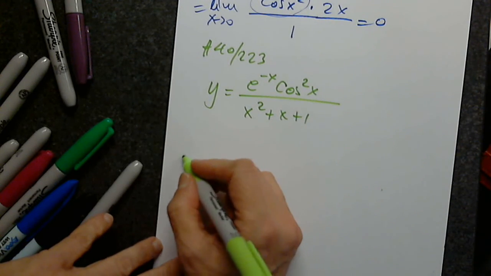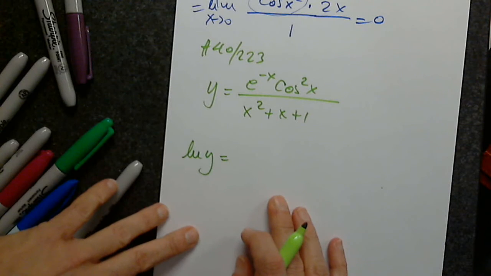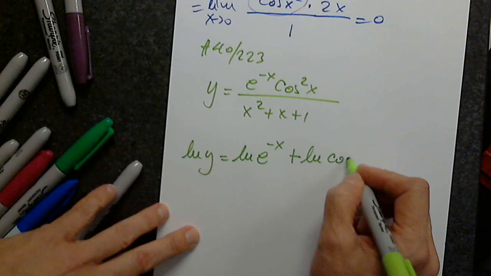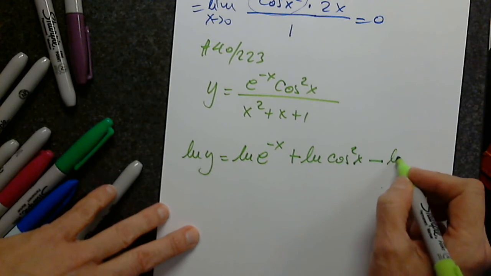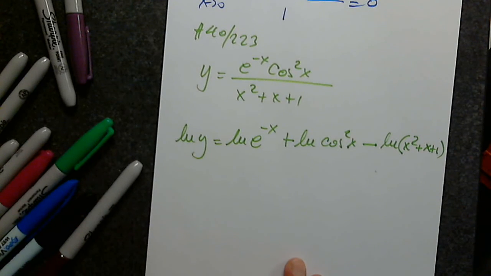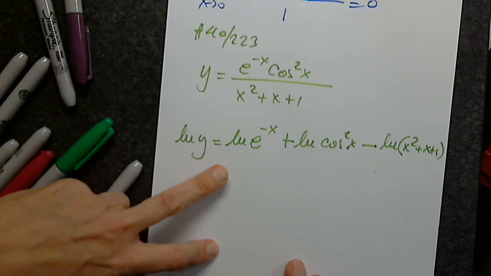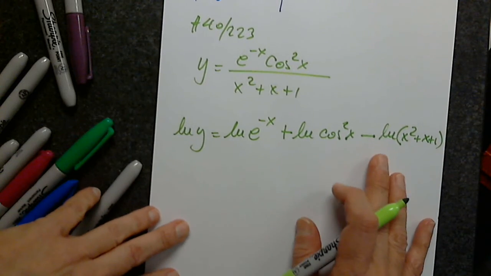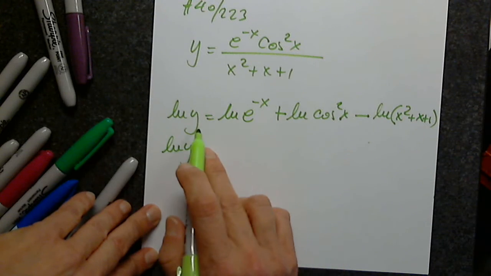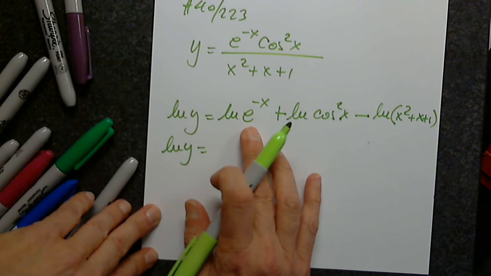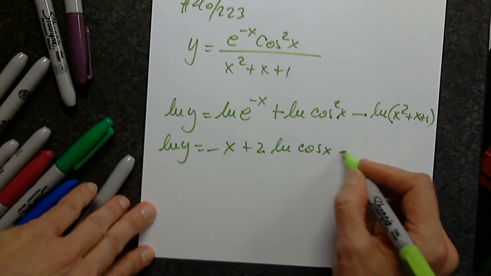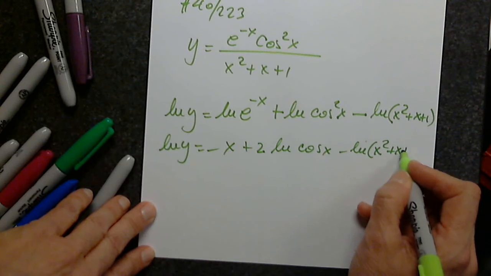Okay. So natural log y will be natural log e to negative x plus natural log cosine squared minus natural log x squared plus x plus 1. Agreed so far? 2 natural log cosine x. So natural log y is, when I bring negative x in front, natural log e is 1. So this is plus 2 natural log cosine x minus natural log x squared plus x plus 1.